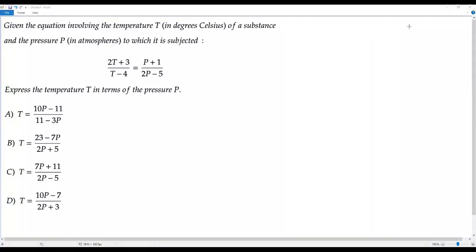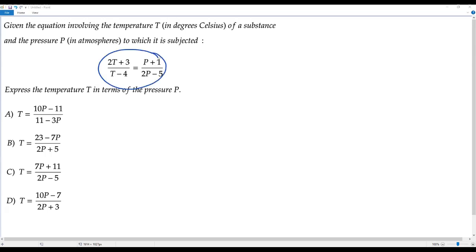Here we have a SAT math question. Okay, let's go to the information. Given the equation involving the temperature T in degrees Celsius of a substance and the pressure P in atmospheres to which it is subjected, (2T + 3)/(T - 4) = (P + 1)/(2P - 5). Express the temperature T in terms of the pressure P.